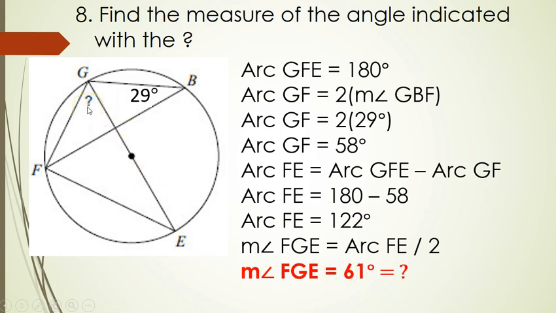And I want you guys to notice that if you add 61 to 29, it equals 90. So again, if we have 2 angles, this angle and this angle up here, when you add those 2 arcs together, they equal 180. So that means that these 2 angles, when they are added together, have to equal 90.